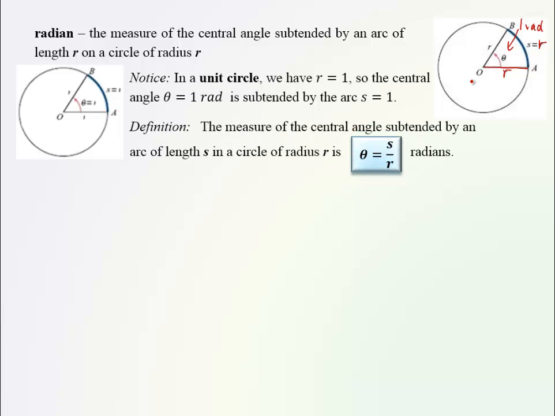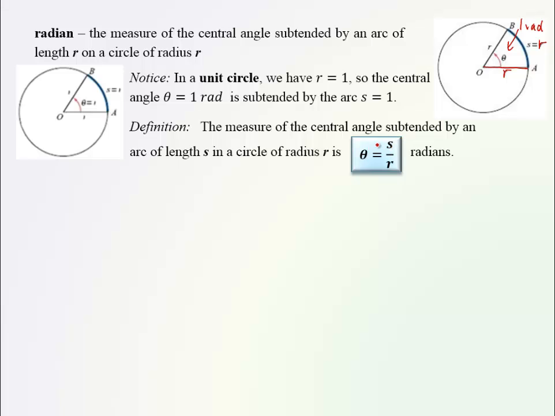Okay, from this definition, we can develop a relation between a central angle theta, the length of the arc subtending it, and the radius of the circle. The central angle theta is the same as the length of the arc divided by the radius. Therefore, if the radius is 1, the central angle is exactly equal to the arc subtending it.